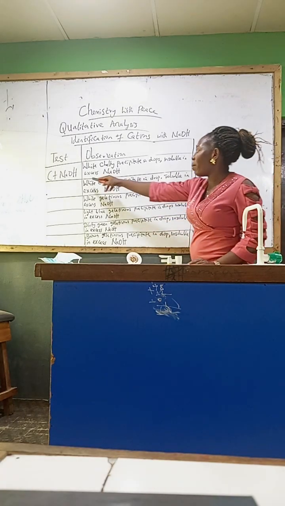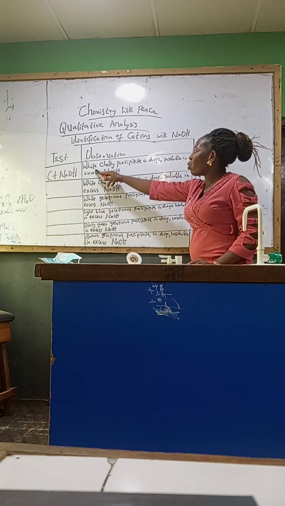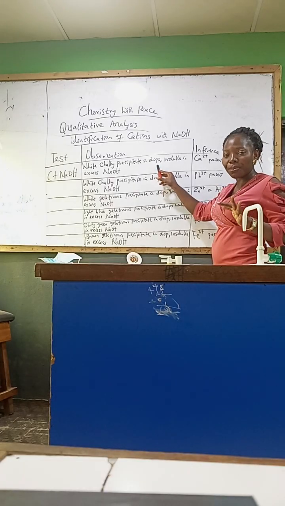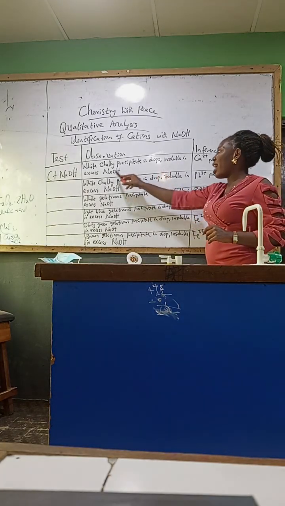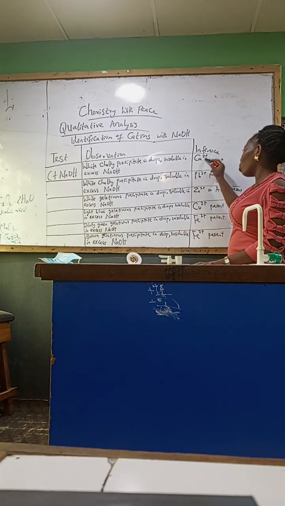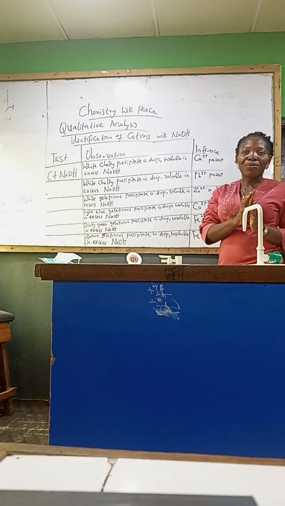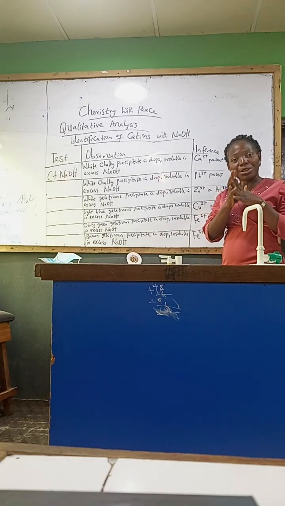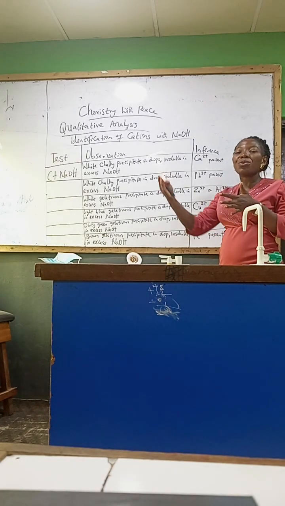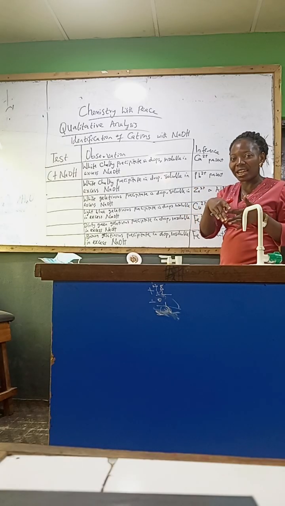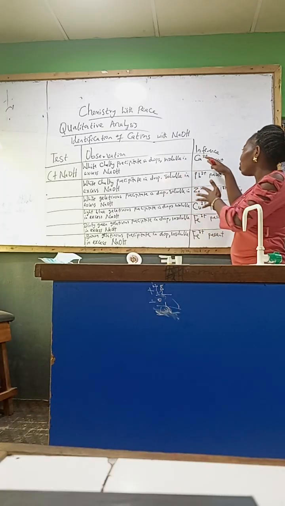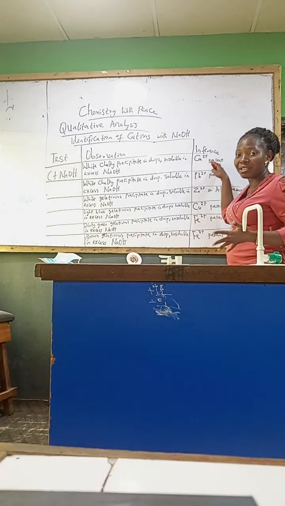So when you test with sodium hydroxide, once you get white chalky precipitate in drop, insoluble in excess sodium hydroxide, then what should come to your mind? Calcium 2 ion is present. When you just get that white chalky precipitate in drop, the inference should be calcium 2 ion or lead 2 ion. Then when you now put excess of that sodium hydroxide, when it is insoluble in that excess sodium hydroxide, then you know that calcium 2 ion is present.